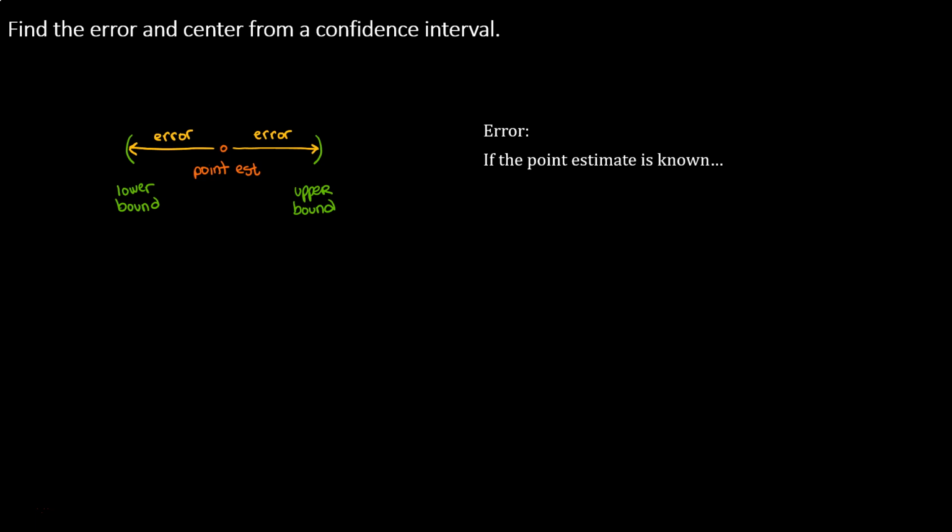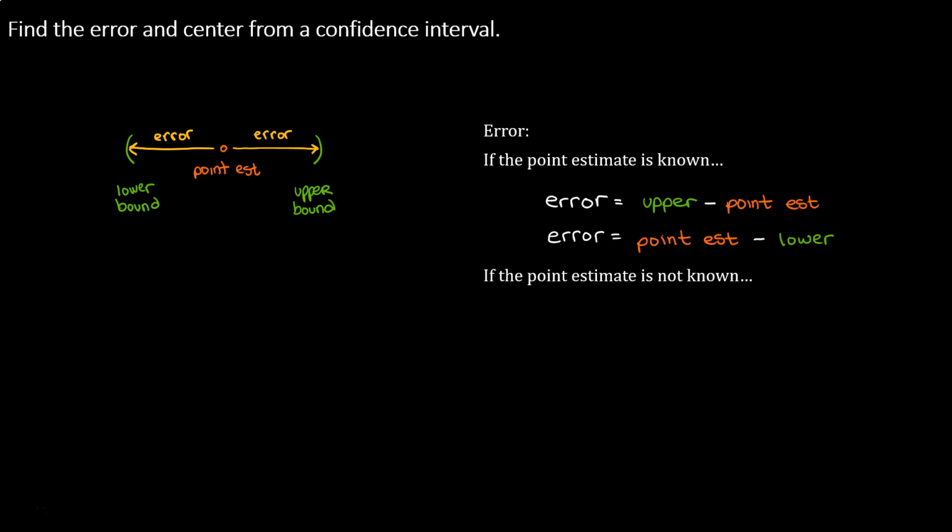So if the point estimate is known, we can calculate the error by taking the difference from the upper boundary to the point estimate, or we can use the point estimate, subtract the lower boundary. Both of those would give us the same calculation, the same error. But let's say we don't know the point estimate. We can still find the error in the interval by considering the total length of the interval.